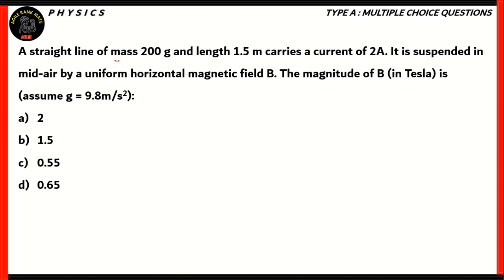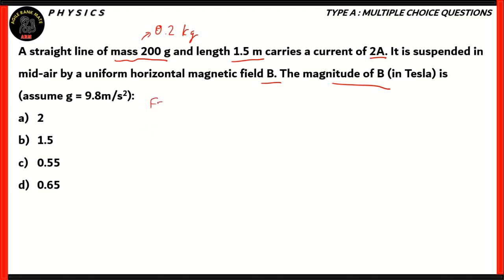Well, we know that the mass is 200 grams. However, we tend to convert this into kilograms. So 200 grams would be equal to 0.2 kilograms. Length is 1.5 meters. Current is 2 amperes. Suspended in midair by uniform horizontal magnetic field, which is B. You need to find out the magnitude of this particular B. Now, how do we do that?